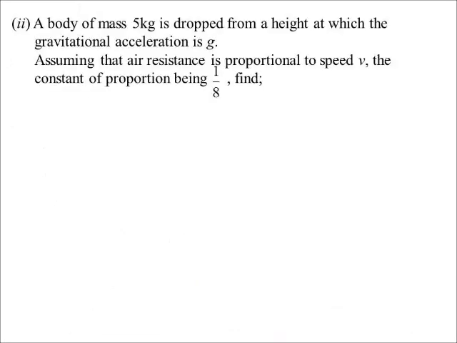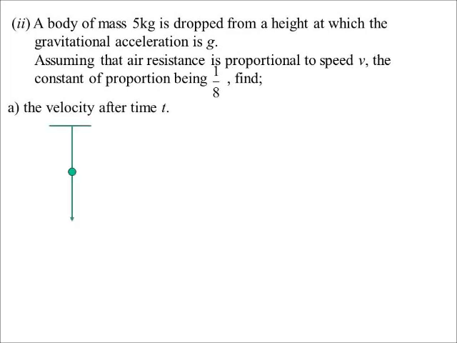This time I'm dropping an object, 5 kilograms, from a height, and gravitational acceleration is g. We're going to assume air resistance is proportional to speed v, that constant of proportion being 1/8. Find the velocity after time t.